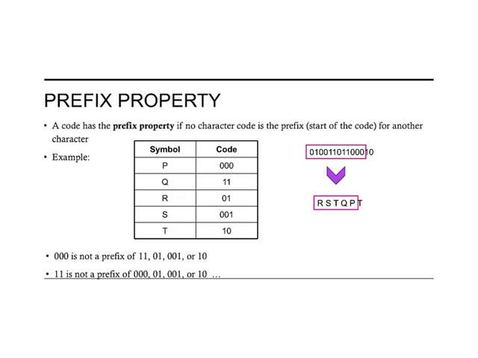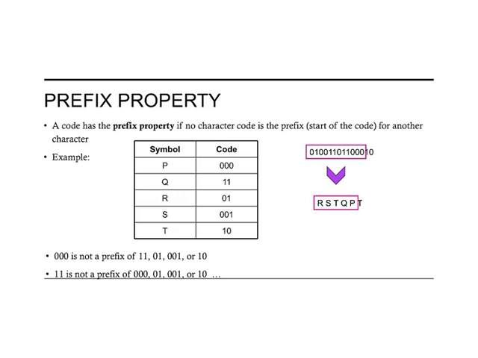But how can I manage the possibility of using variable length codes? Well, first we need to talk a little bit about something that is called the prefix property. We say that a code has the prefix property if no character code is the prefix, or the start, for another character. So let's take a look at the table that we have here.